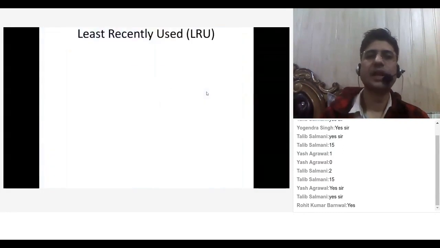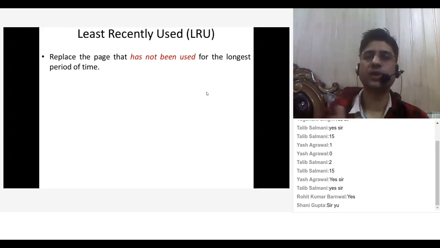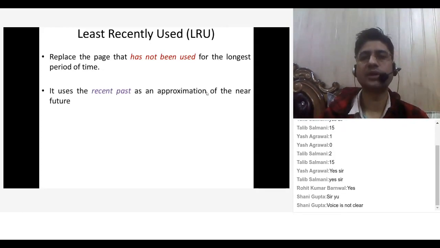Let's see. Replace the page that has not been used for the longest period of time. क्या क्रक्स है LRU का? Replace the page that has not been used for the longest period of time. Means which is the oldest one. You will remove the oldest one which you have not touched. So it uses the recent past as an approximation of the near future.